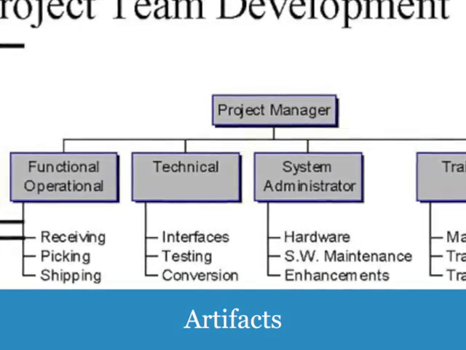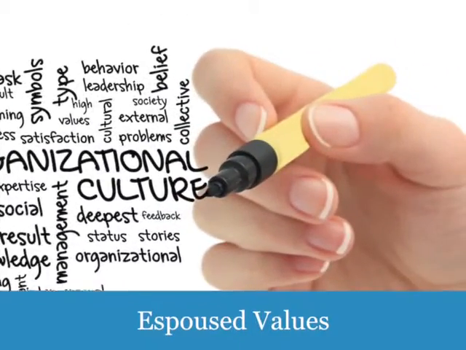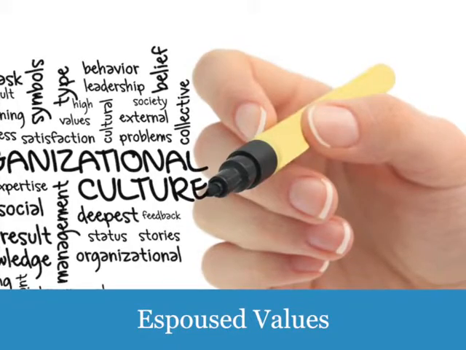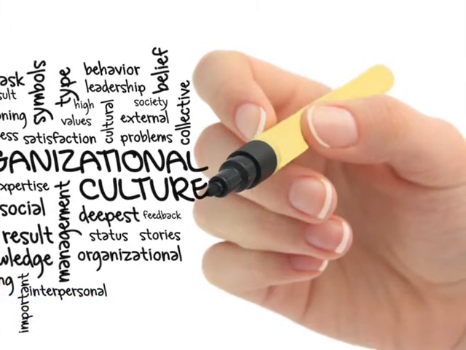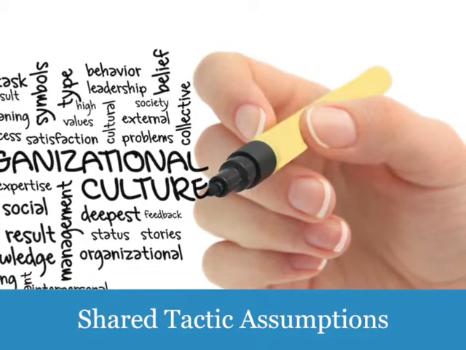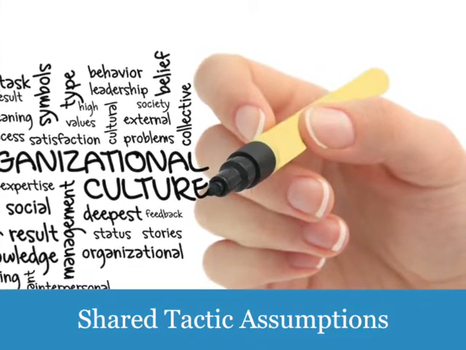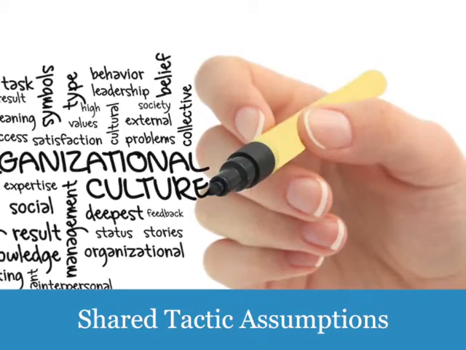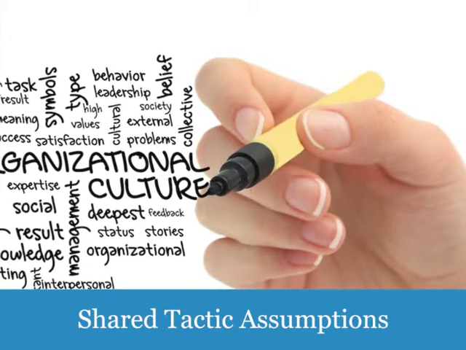Level 2 is Espoused Values. These are the strategies, goals, and philosophies of the company. Level 3 is Shared Tacit Assumptions. These are the unconscious, taken for granted beliefs, thoughts, and feelings of the company.